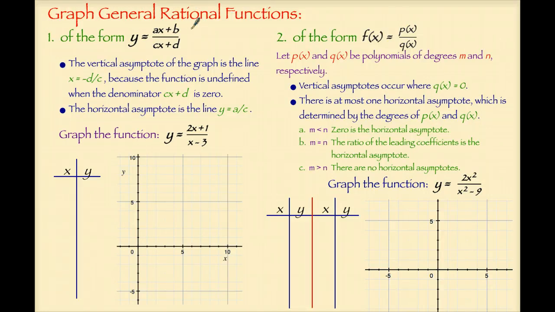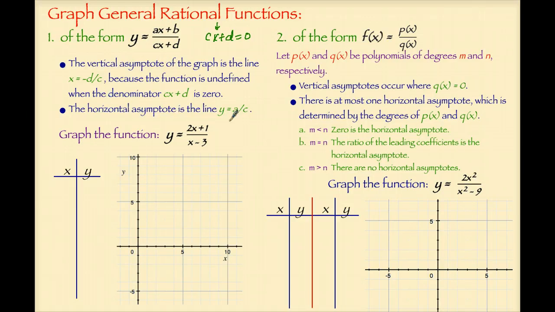We'll start with the form y equals (ax plus b) over (cx plus d). The vertical asymptote of this graph is the line x equals negative d over c, because the function is undefined when the denominator, cx plus d, is equal to 0. If you set up an equation with cx plus d equals 0 and solved for x, you would get negative d over c. That's where the denominator equals 0, therefore that's where the function's undefined, therefore that's where the vertical asymptote will be on your graph.